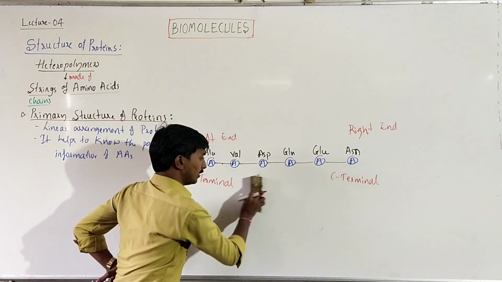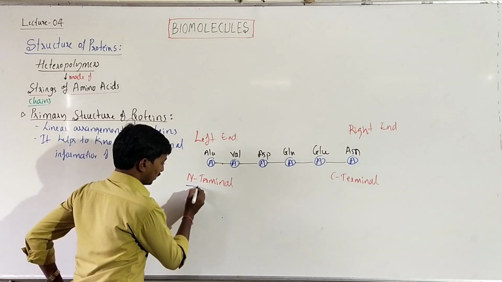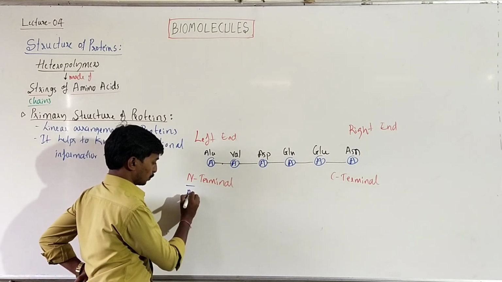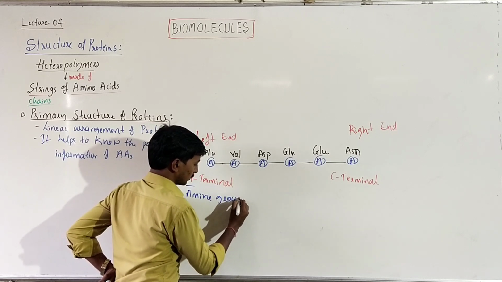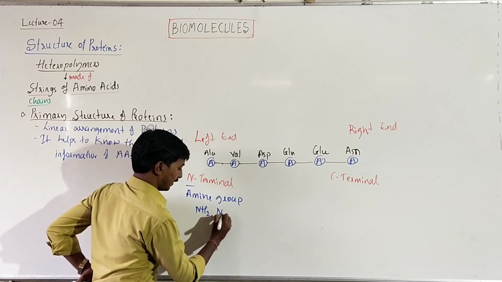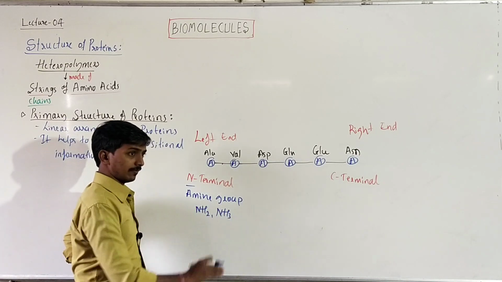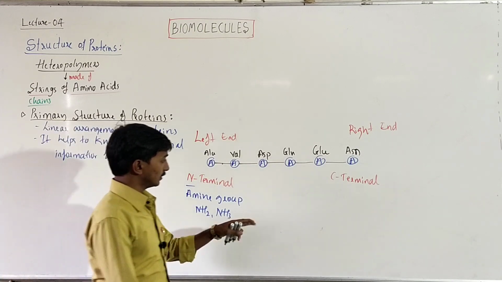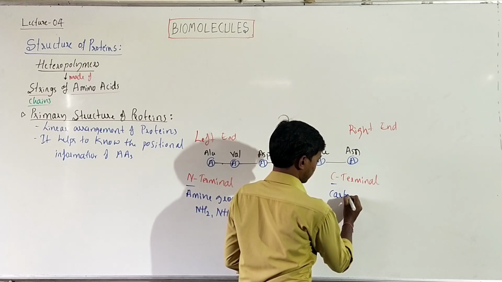Here the letter N refers to the amine group, that is NH2 or NH3. Some amino acids have NH2, some have NH3. Here the letter C refers to the carboxylic acid, the carboxyl group.